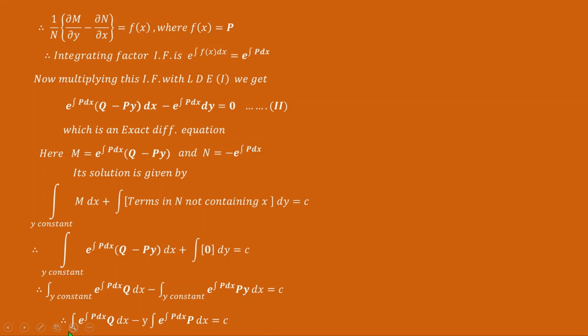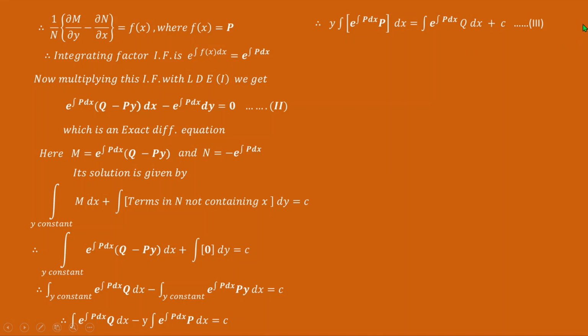And therefore, here we get integration e raised to integration p dx into q dx minus y integration e raised to integration p dx into p dx is equal to c. And therefore transfer this negative sign to that side, and so we get y into integration e raised to integration p dx into p dx is equal to integration e raised to integration p dx into q dx plus c. This is equation number 3.